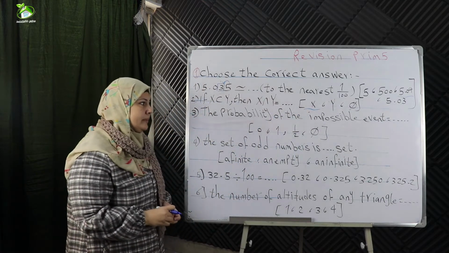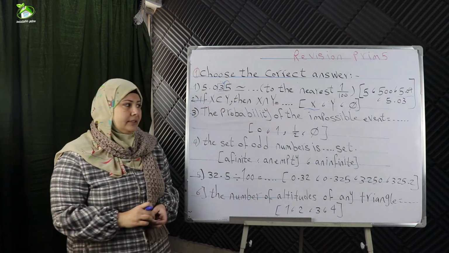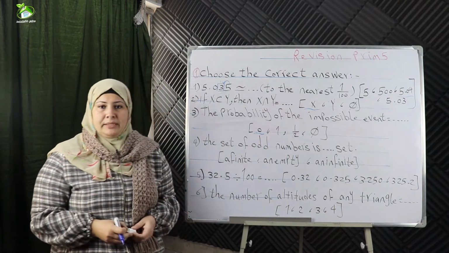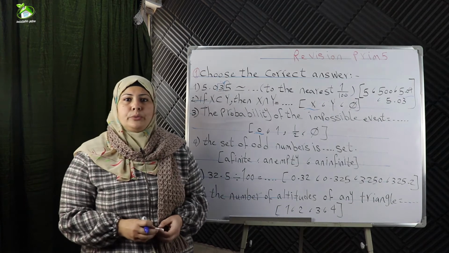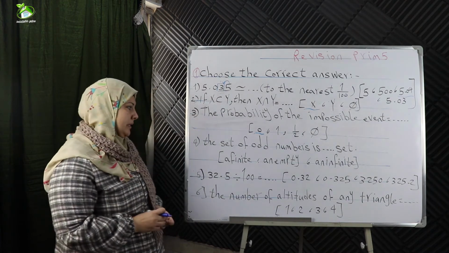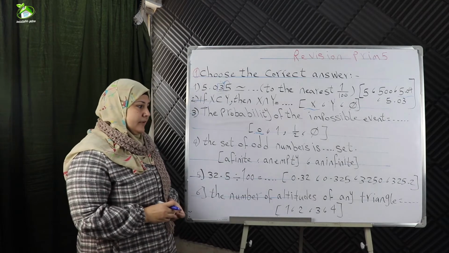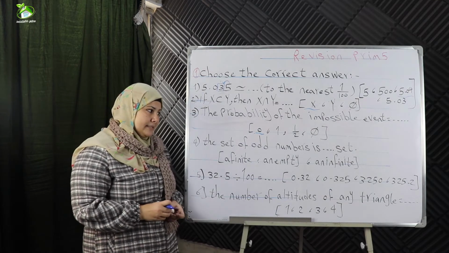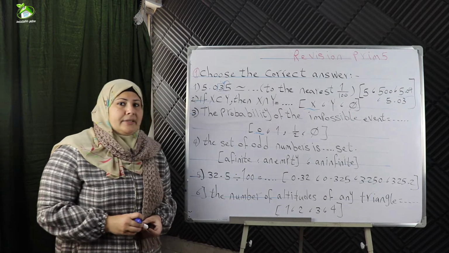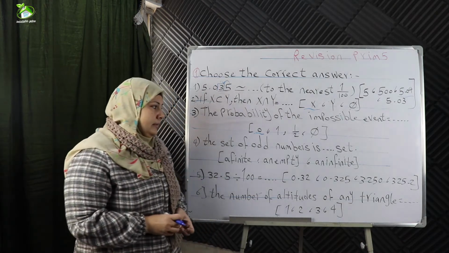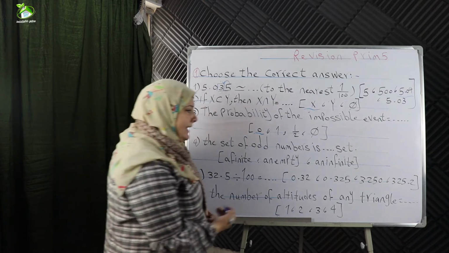Number 3, the probability of the impossible event equals 0. Probability of the sure event equals 1. Number 4, the set of odd numbers is finite, empty, or infinite? I can't determine the largest odd number. Then the set of odd numbers is an infinite set.